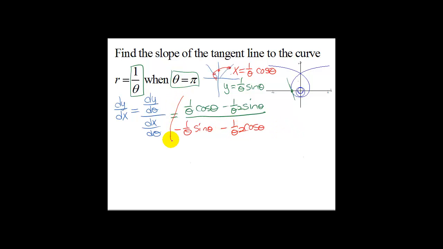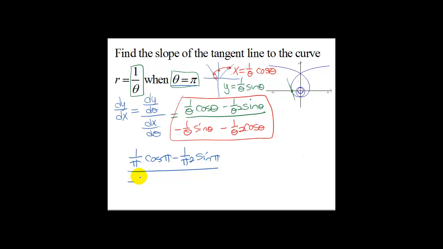Now there's no need to even try and do any kind of simplification because what we are interested in now is evaluating this when theta equals pi, and we will have the slope of the tangent to the curve at pi. So we have 1 over pi cosine pi minus 1 over pi squared sine pi, and that's divided by negative 1 over pi sine pi minus 1 over pi squared cosine pi.